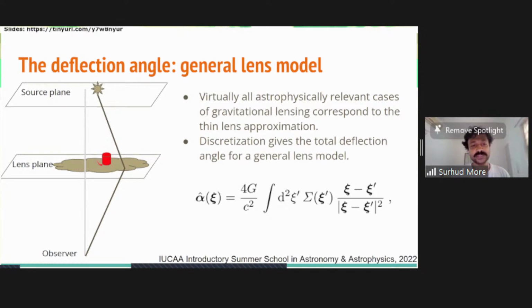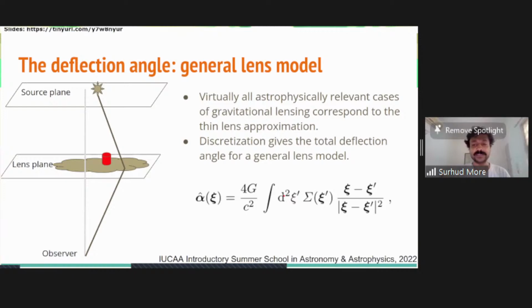So the mass of this component will be given by the surface density times this d2 psi prime, right? So the area element times the surface density. So that is what is here. So this is just the small mass element.